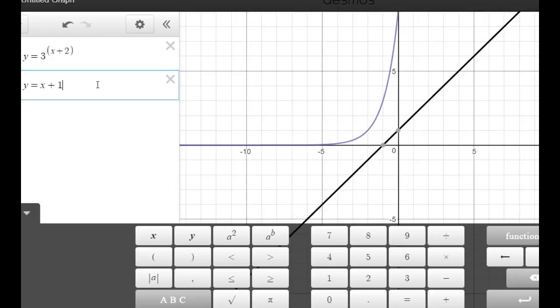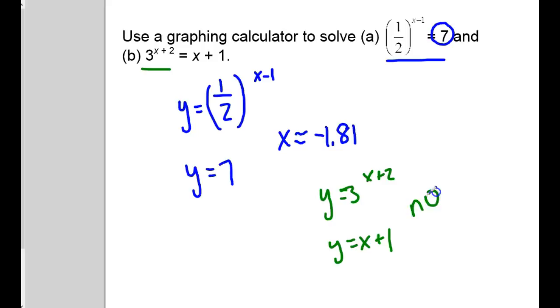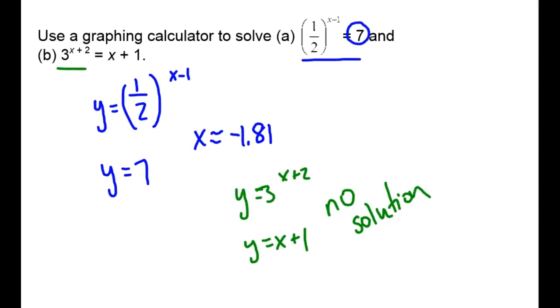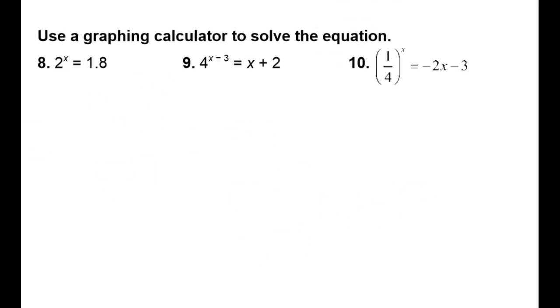Now I can see in my graph that these are going in different directions, right? Here's my one equation, and here's my second one. These two equations' graphs never touch. Since they never touch, I have no solution. Okay? So there is no solution for this one, which sometimes will happen. Okay, so here we go. Here's a couple more just monitoring progress, seeing if you can use that graphing calculator to solve the equation and find the point of intersection.